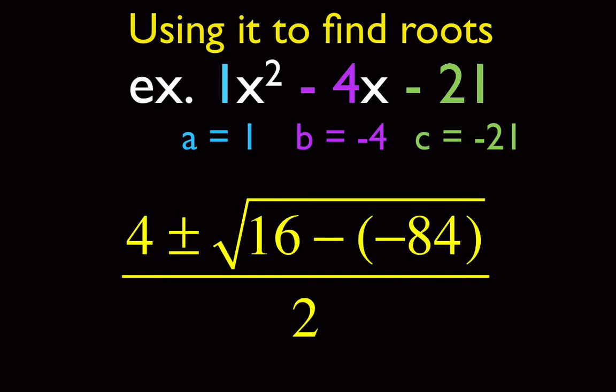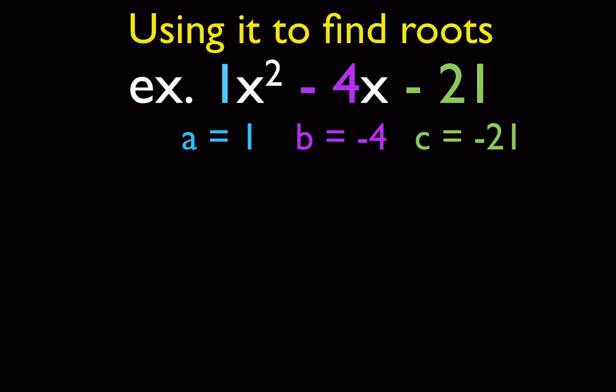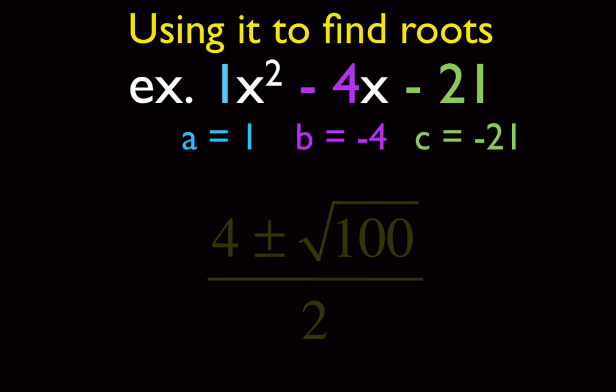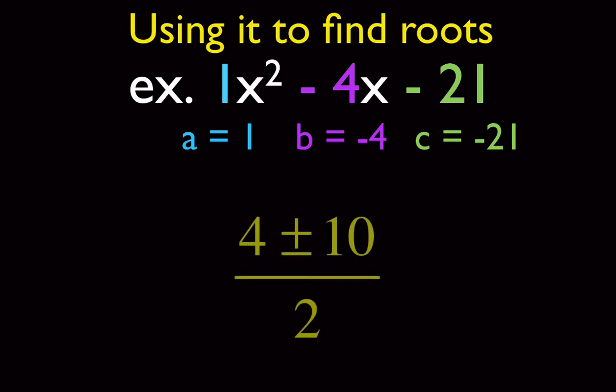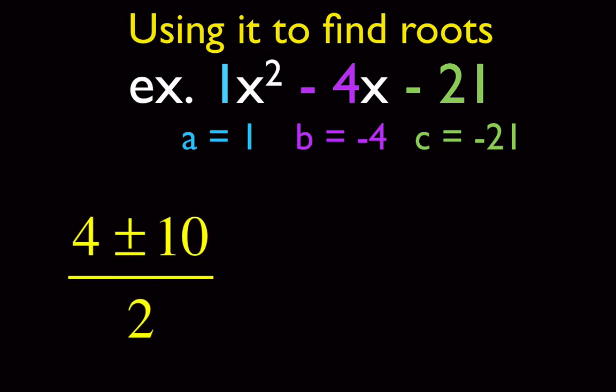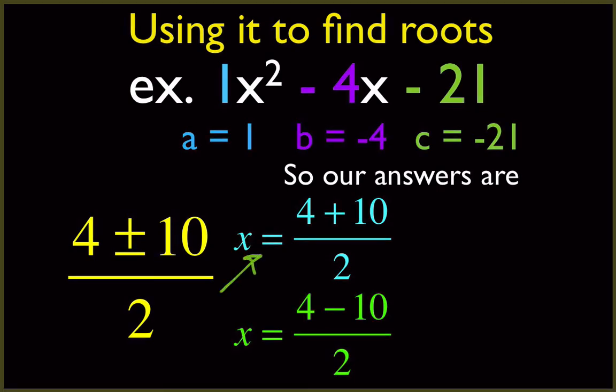So from there now, I'm going to take the minus 84 and turn that into a plus 84. And then 16 plus 84 is 100. As you know, square root of 100 is 10. And now from there, what I do is I simplify the problem by breaking it up. So I'm going to get 4 plus 10 over 2 and 4 minus 10 over 2. You always are going to take this thing and break it up into two pieces, 1 and 2.